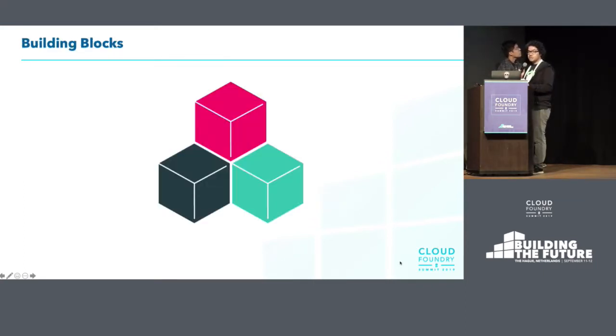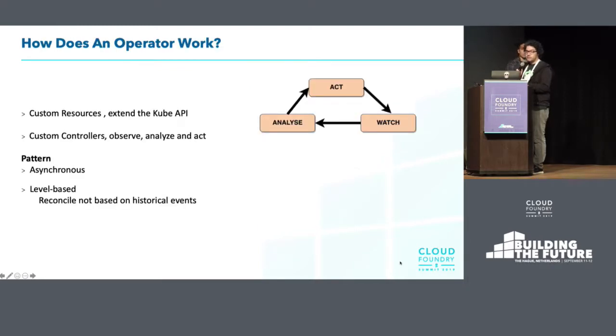So the building blocks, the operators. How does an operator work in a technical fashion? We are following this pattern: we watch resources. When they change, we analyze the cluster. We analyze the current state. We don't look at historical events, we take what's there, and then we act to produce the desired state. This is how Kubernetes operators mostly work. And a lot of the resources we watch are custom resources, these API extensions. We have a bunch of them. And this is all happening at the same time, asynchronously.